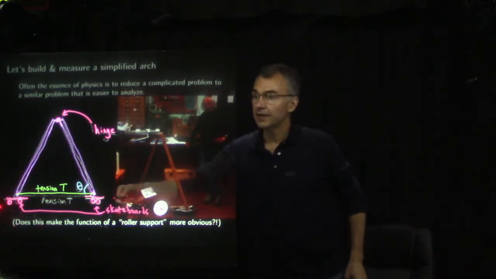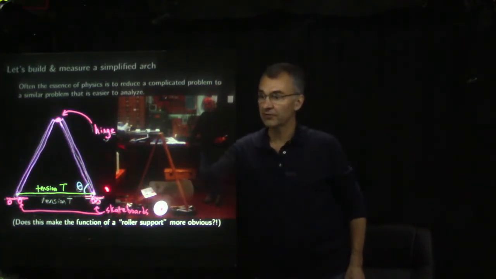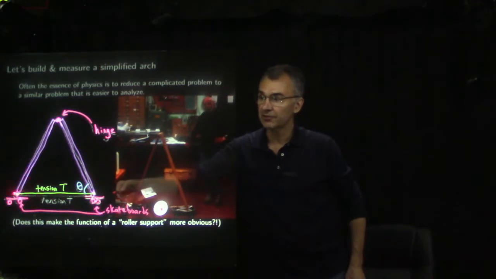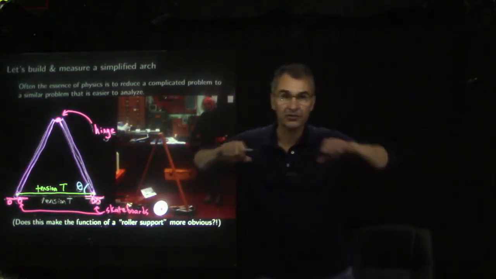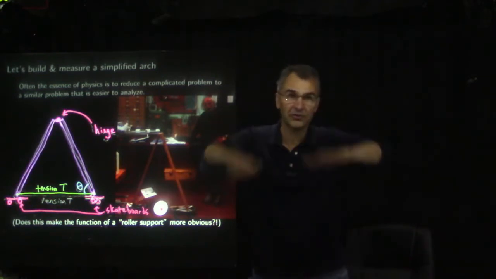And then the two sides of the arch rest on little skateboards. The reason we rest them on little skateboards is so that we're exerting only a vertical force here, not a horizontal force. That then allows us to measure the horizontal force that is necessary to buttress the sides of the arch so that the arch doesn't just fall down.